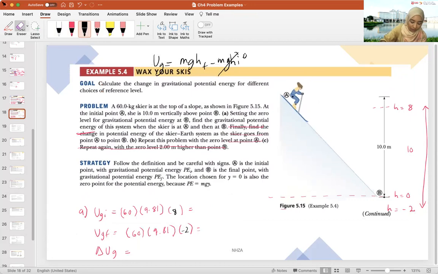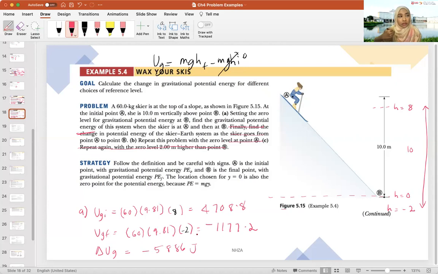Okay, let's see. 60 times 9.81 times 8. So dapat 4708.8. 60 times 9.81 times minus 2. Dapat minus 11772. UG final minus UG initial. So 11772 minus 4708.8. You would get minus 5886 joules.